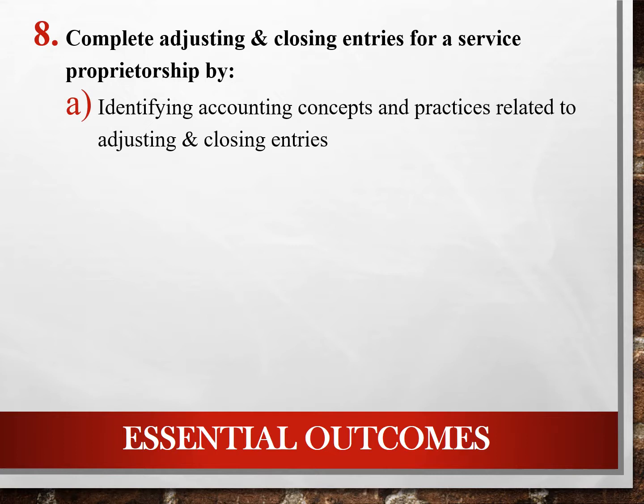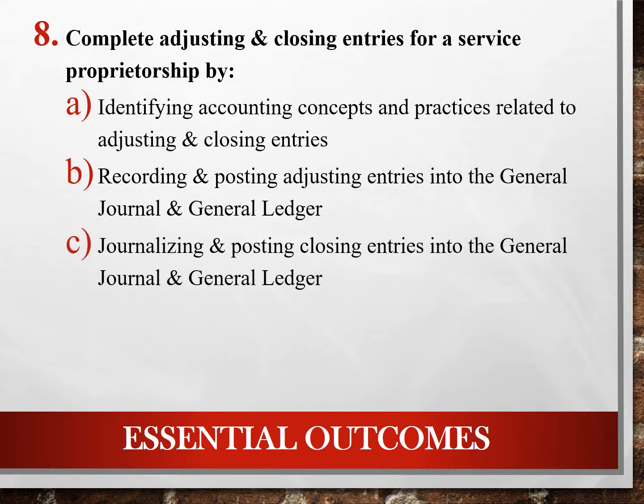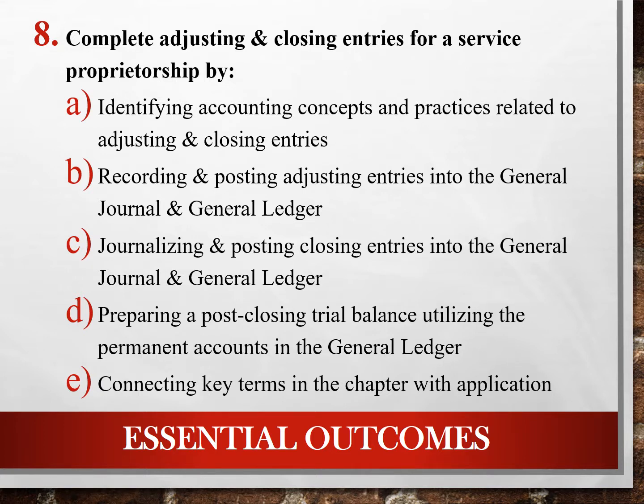Identifying accounting concepts and practices related to adjusting and closing entries. B. Recording and posting adjusting entries into the General Journal and General Ledger. C. Journalizing and posting closing entries into the General Journal and the General Ledger. D. Preparing a post-closing trial balance utilizing the permanent accounts in the General Ledger. E. Connecting key terms in the chapter with application.